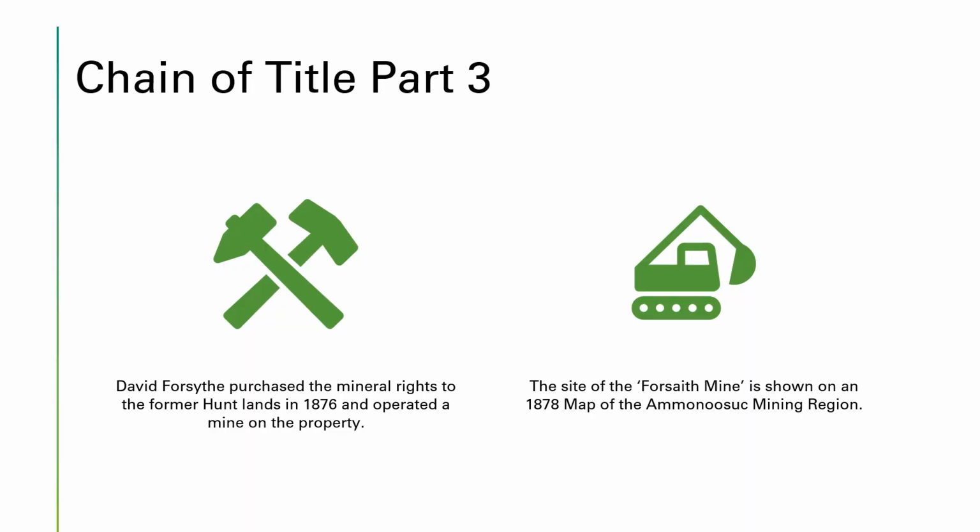So the next part of the chain of title that becomes important is David Forsyth purchasing the mineral rights to the former Hunt lands in 1876 from the families of Lang and Bartlett.